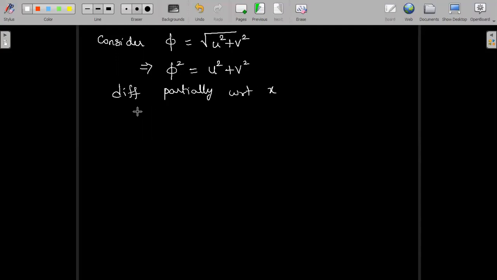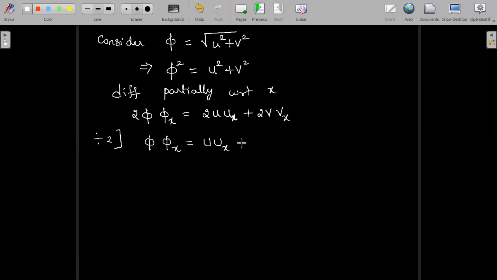So this partial differentiation on the left hand side gives me 2 phi into phi x is equal to 2u into ux plus 2v into vx. We observe there is a 2 common throughout. So dividing throughout by 2, I can write down phi into phi x is equal to u into ux plus v into vx. This is the phi into phi x expression.